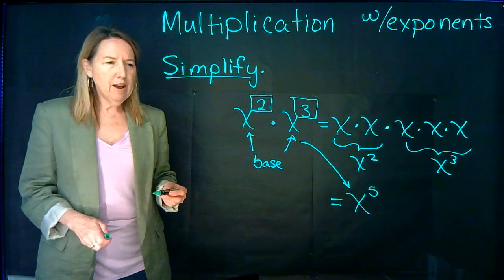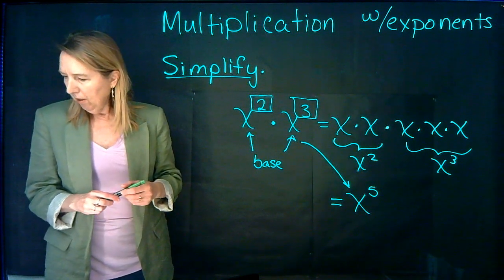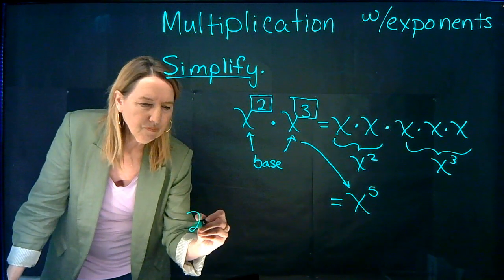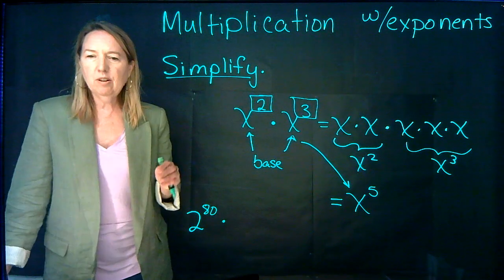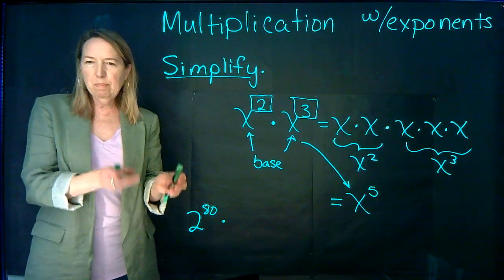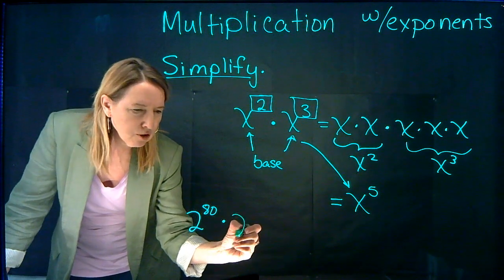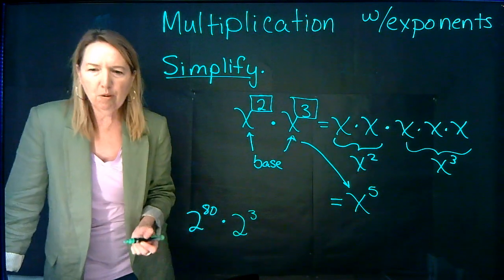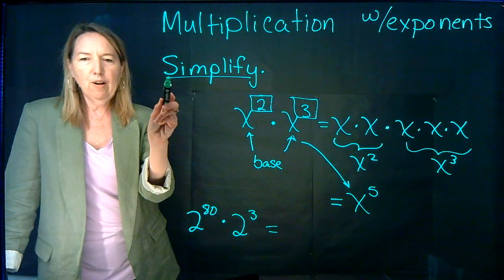So let's try that with numbers. Imagine we have the problem 2 to the 80th power. I chose that because I don't want you to work it out. I want you to keep it written like this. And we're asked to multiply it with 2 to the third power. And the instructions say to simplify.